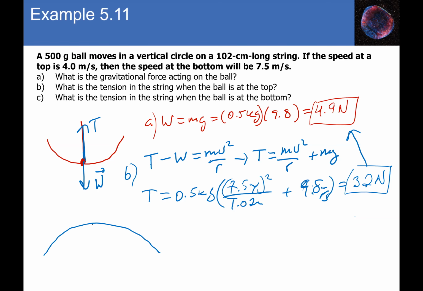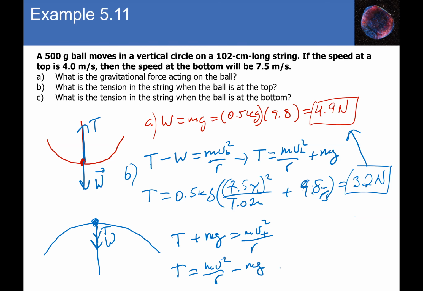And then you have, at the top, this is your weight. And this is still the string, so this is also the tension. That means tension plus mg, both of them in the same direction, equals mv squared over r. I should put this is at the bottom, this is at the top. And then tension will be mv squared over r minus mg in this case.